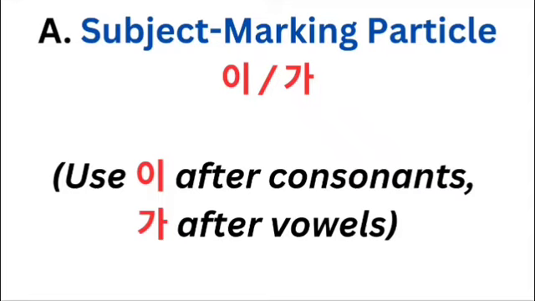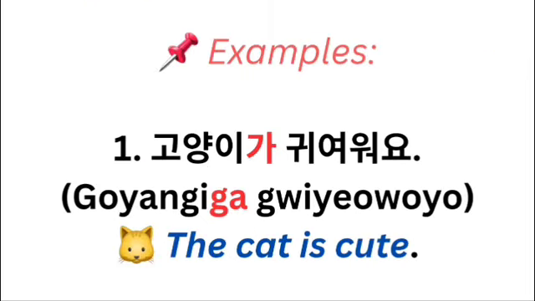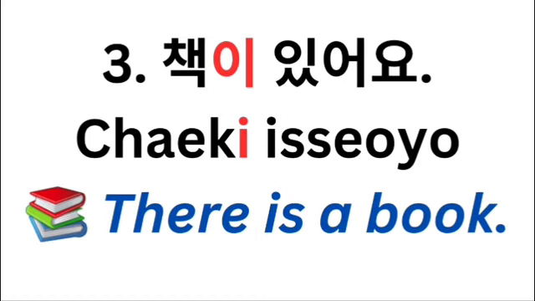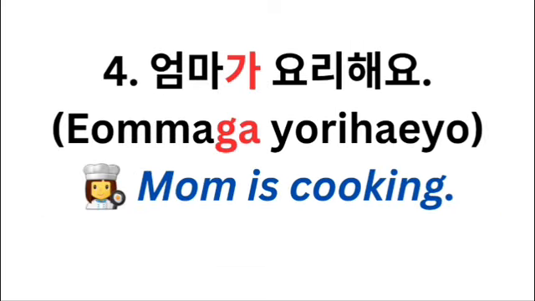Subject marking particle 이, 가. Use 이 after consonants, 가 after vowels. 고양이가 귀여워요. The cat is cute. 친구가 왔어요. A friend came. 책이 있어요. There is a book. 엄마가 요리해요. Mom is cooking.